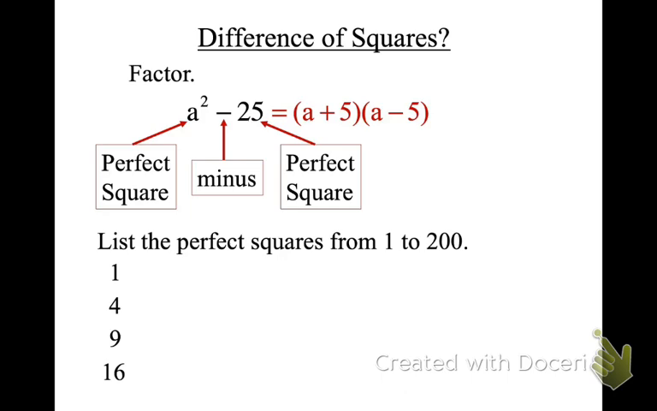What would the next one be, Dakota? 25. Yep. Shivam? 36. Good. The next one, Max? 49. Elizabeth? 64. Okay, now again. What would be next, Max?